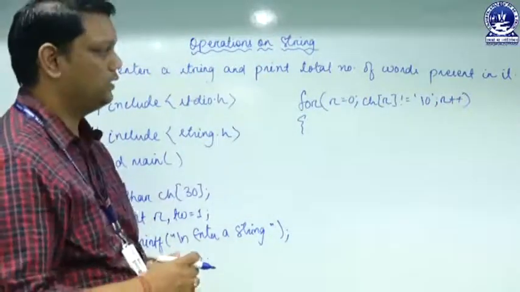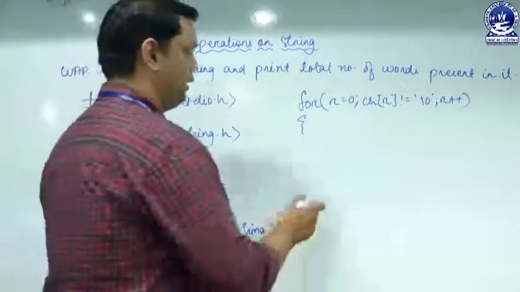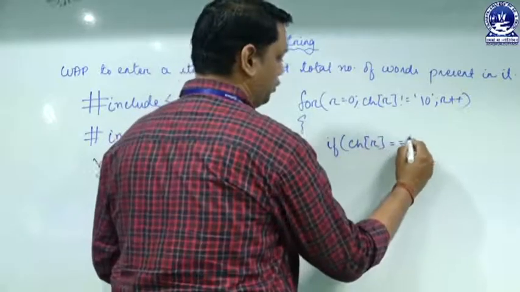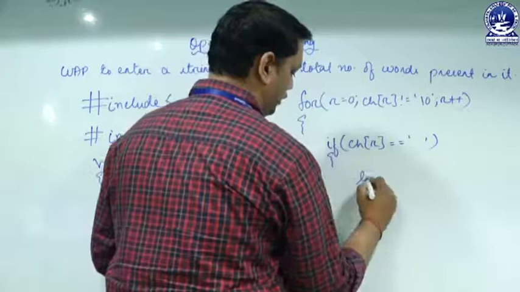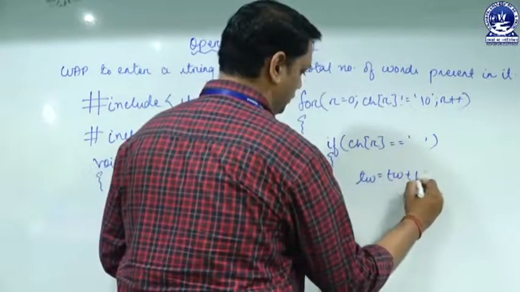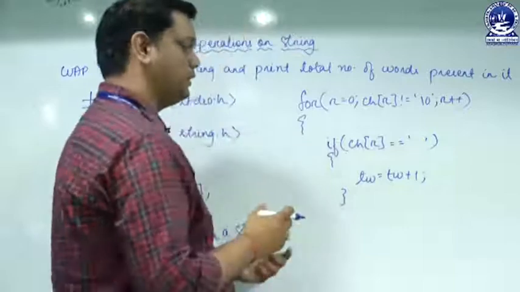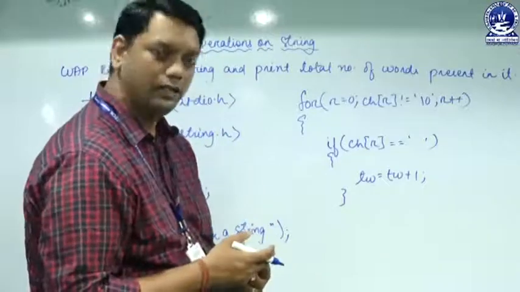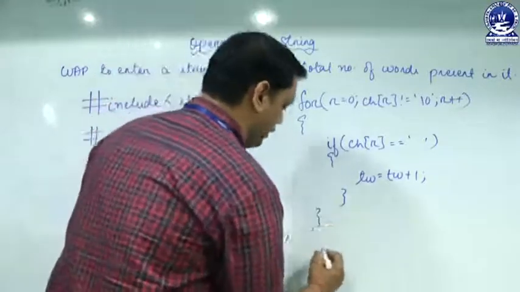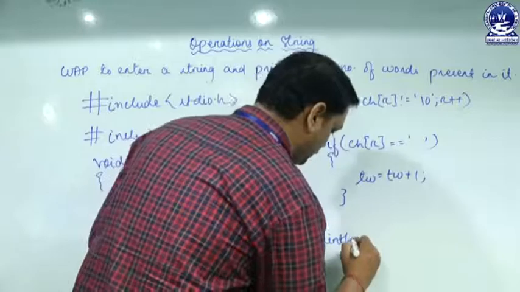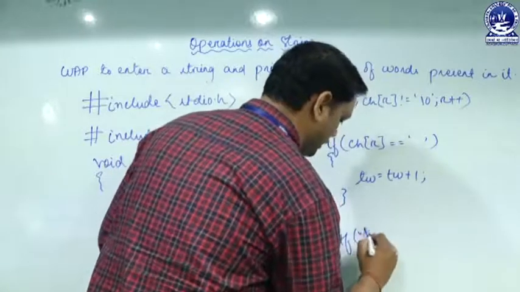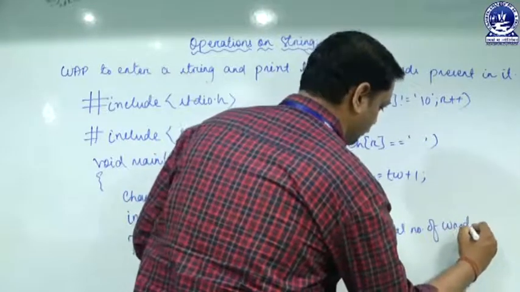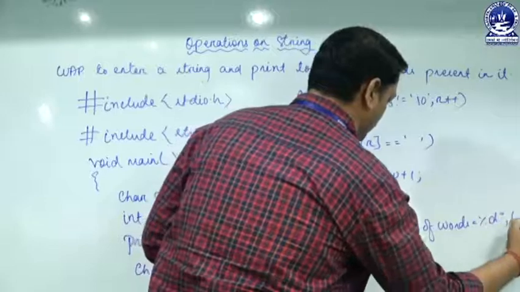Now I have to calculate the number of spaces in between. I check if ch of r equal to space, then tw equal to tw plus 1. That means as many spaces as it finds, tw, or the words, will get incremented. Then it will come to the end. Now I have to printf, \n, that is an escape sequence, total number of words equal to %d, tw.